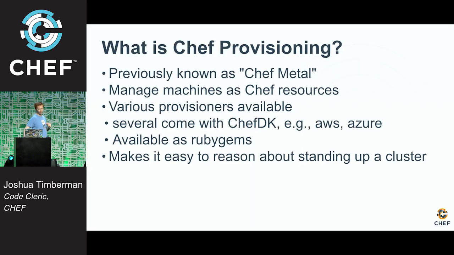But just as a brief overview, you may have heard of it as Chef Metal, as it was originally known. Now it's Chef provisioning. And it allows you to manage machines like Vagrant boxes or EC2 instances or OpenStack instances or bare metal systems via SSH as Chef resources. And there's various provisioners available. You've got AWS and Azure and Vagrant and Docker, because we're in the Bay Area, Docker.